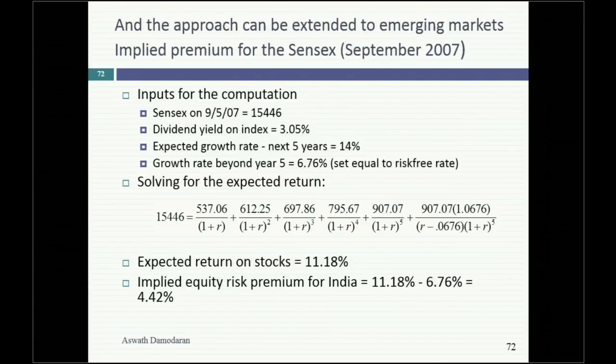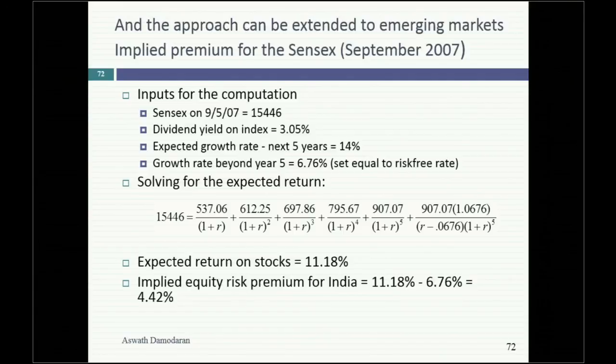The other is, remember that table I showed you with all the implied premiums of the countries using my convoluted approach? In September of 2007, that approach would have yielded an equity risk premium of 8% for India. So if you're an asset allocator, you might look at the 4.42% and say, you know what, that's too low for me given the risk in India. So I'm going to invest less in India. So it's an asset allocation mechanism.